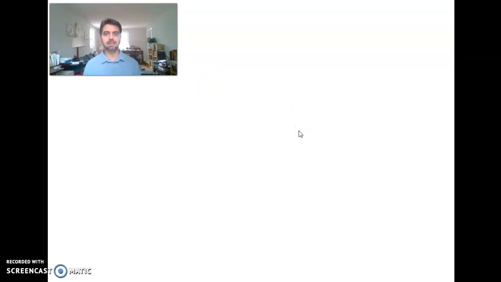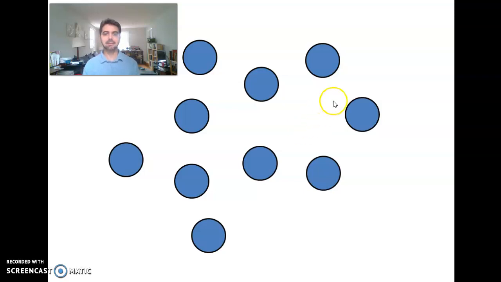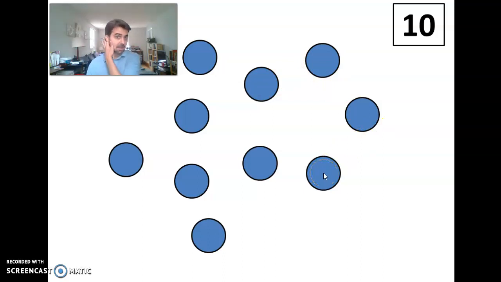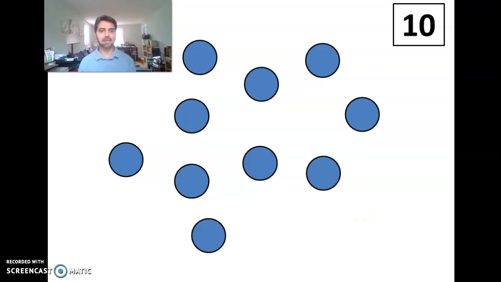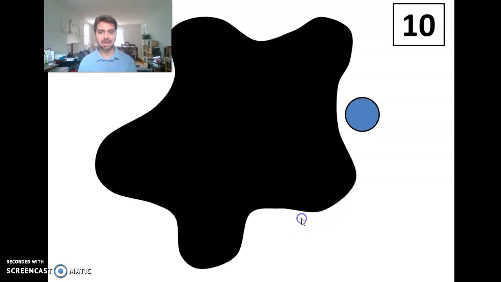So let's play one of our favorite games, Splat. Okay, so let's look at how many dots we have. As usual, we should have 10 dots. Let's count to make sure. 1, 2, 3, 4, 5, 6, 7, 8, 9, 10. Okay, so we have 10 dots. So let's do a splat and see what gets covered up. Ready? Let's move me out of the way so I don't get splatted. All right, 1, 2, 3, splat.